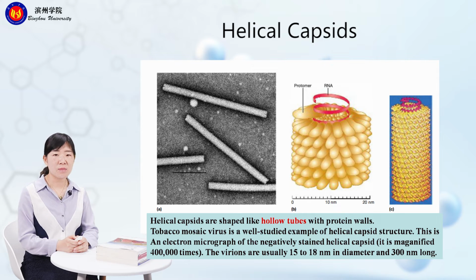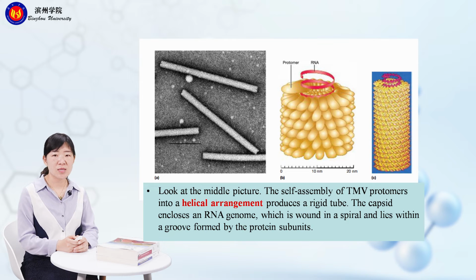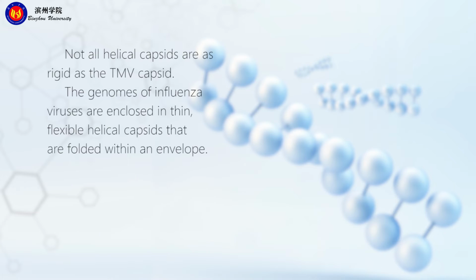This is an electron micrograph of the negatively stained helical capsid. It is magnified about 400,000 times. The virions are usually 15 to 18 nanometers in diameter and 300 nanometers long. Look at the middle picture. The self-assembly of TMV protomers into a helical arrangement produces a rigid tube. The capsid includes an RNA genome, which is wound in a spiral and lies within a groove formed by the protein subunits. Not all helical capsids are as rigid as TMV.